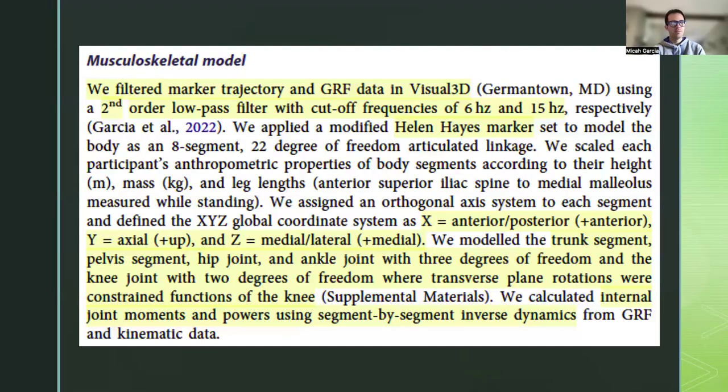So for this study, the data was filtered using a low pass filter. There's a Helen Hayes marker set, which essentially tells how the body was modeled. It defines the X, Y, and Z coordinate system that was used, and then the different segments of trunk, pelvis, but then you have the hip, ankle, and knee joints. And then internal joint moments and powers were calculated with inverse dynamics. So that was kind of like the data processing itself.